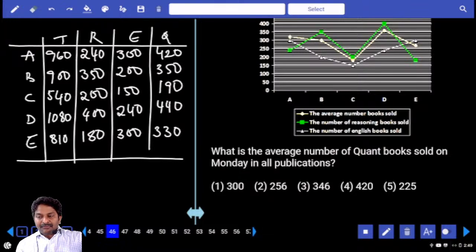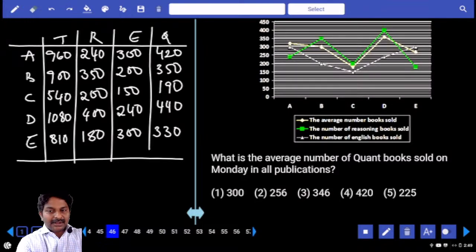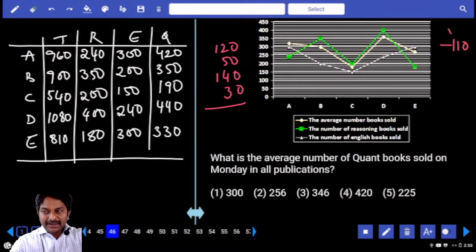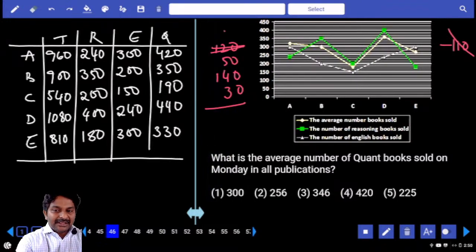What is the average number of quant books sold on Monday in all publications? So sum of all the numbers divided by 5 only. Come on. Or else you can go with benchmark as 300. First number is 120 more. Second number 50 more. Third number 110 less. So I'll write separately, negative numbers. Next is 140 more and then 30 more. Negative number 110 subtracted from 120, I'll keep 10 here.